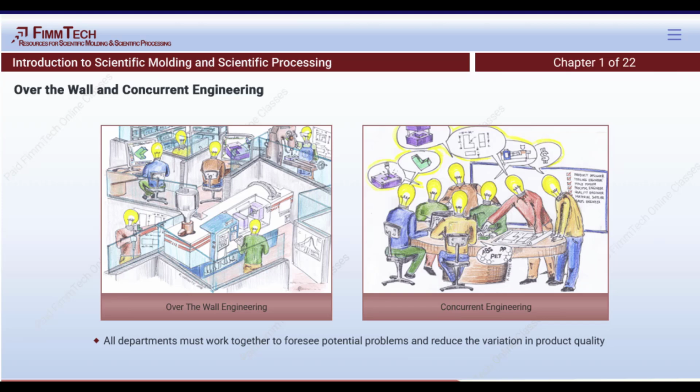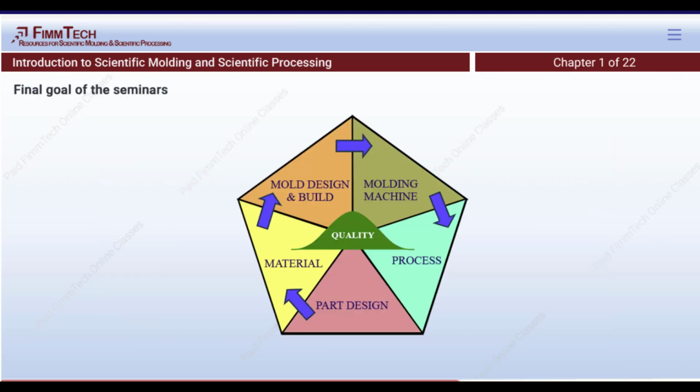That was an introduction to scientific molding and scientific processing. At the end of this series of seminars, the attendees are going to be able to learn how to develop a good, robust molding process. We will introduce some basics about part design, materials, mold design, and the selection of molding machines, so that one understands how that is applied to the molding process and how important each of those elements is to make sure that the process is robust.